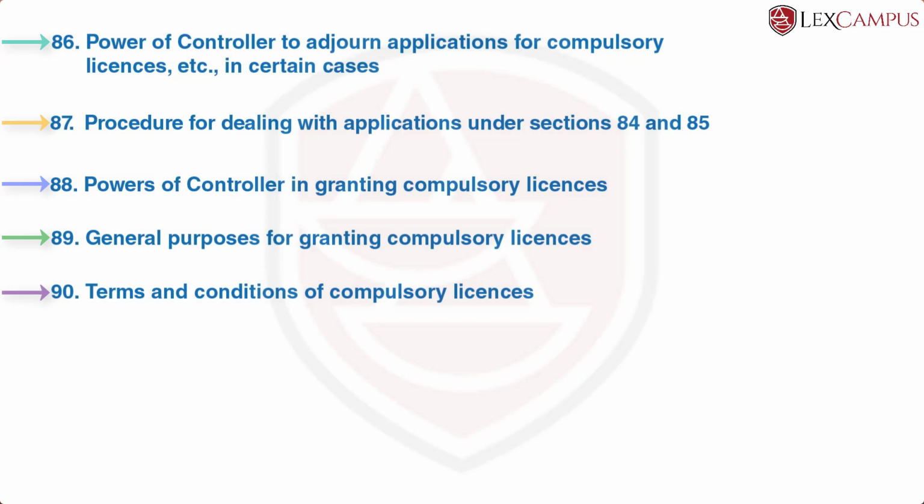dealt with by the controller. So the procedural part: in 84 we only saw how we understand the section, how we understand what is a reasonable requirement of the public, what are the three grounds, and we only saw that. Now 86, 87, 88, 89 and 90 give us the details of the procedures.